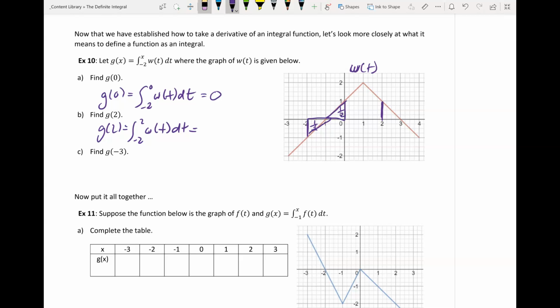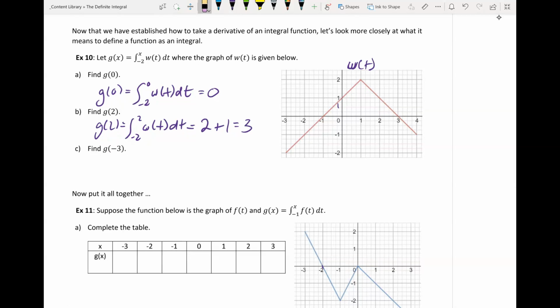So really we just need to find the area from 0 to 2 within here. So we can section this off to get a triangle and a rectangle. So for our rectangle, we have 2 times 1, so that's 2. And then the area for our triangle, that's 1 times 2 divided by 2, which is 1. So overall area is 3.